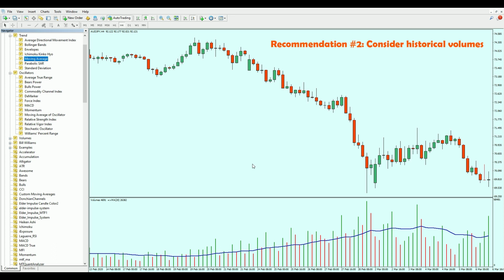Second, use volume in a relative sense. The volume of any period, when considered in absolute terms, has little value. It should be compared against the market's recent volume history, to get a better estimate of where price is headed.